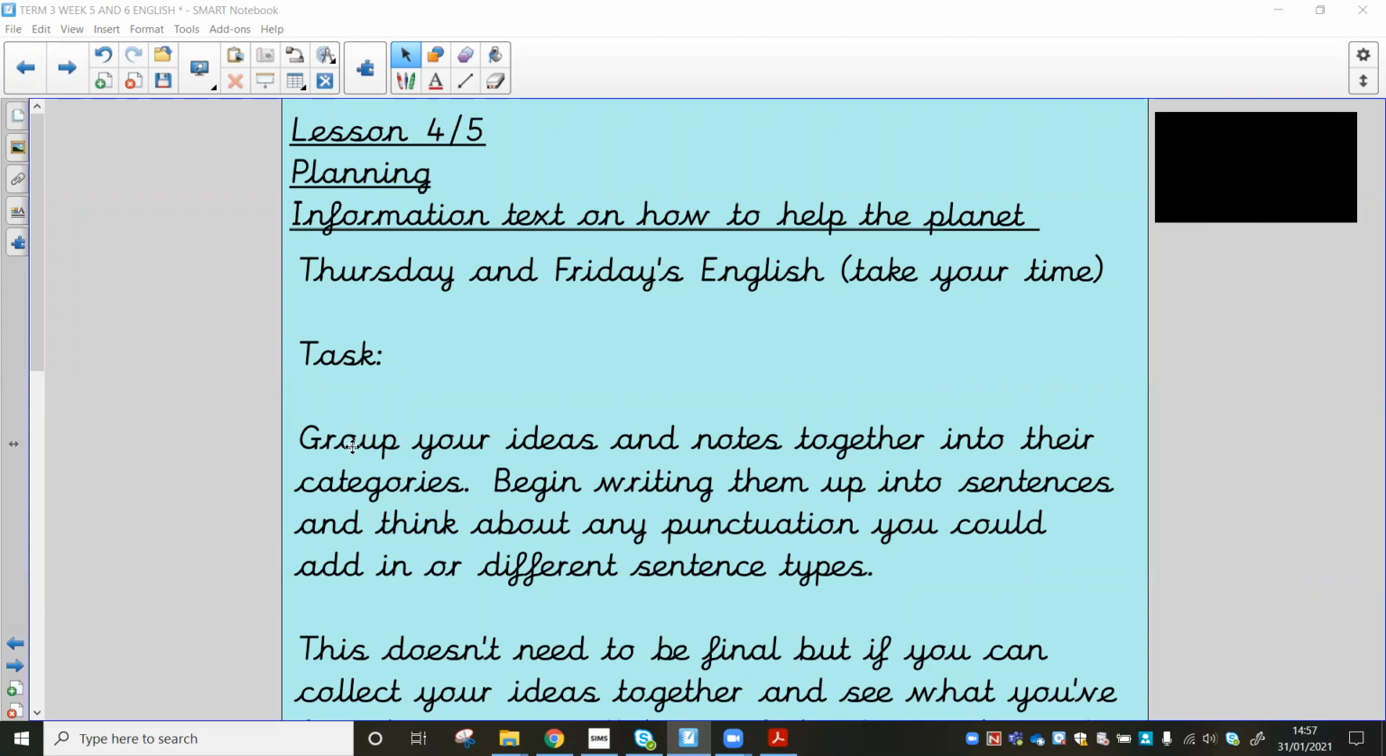So basically what we're going to do today is you're going to be grouping your ideas together into their categories and then begin writing them up into sentences. And this would be a good opportunity as well to write some sentences and put those bits of punctuation in that we've talked about in the past, but also for this week. So obviously Monday we did colons and semicolons. So the good thing about the planning is you can take your time and try and write sentences to fit those bits of punctuation in. Also think about other bits of punctuation as well.